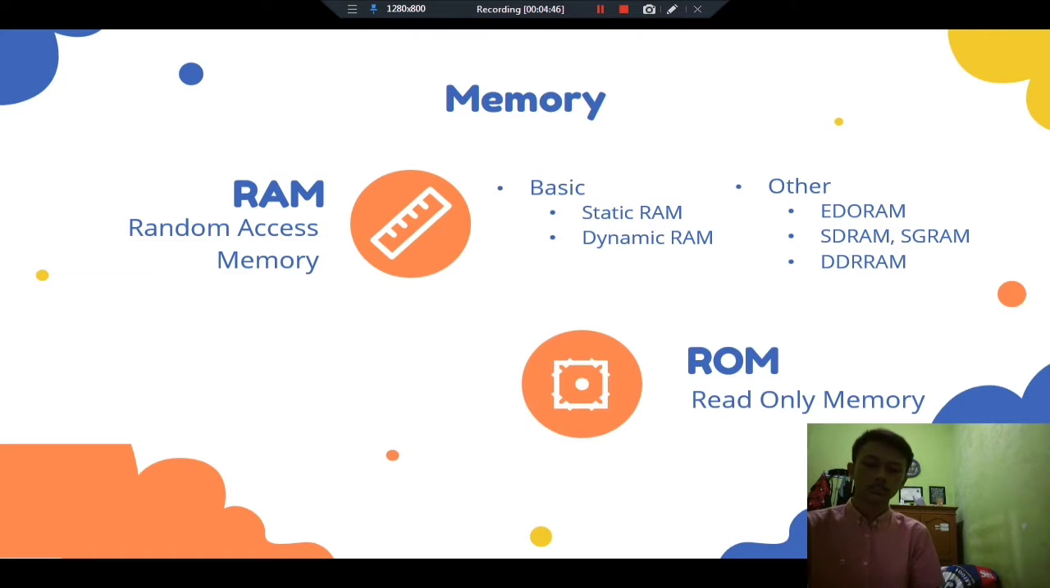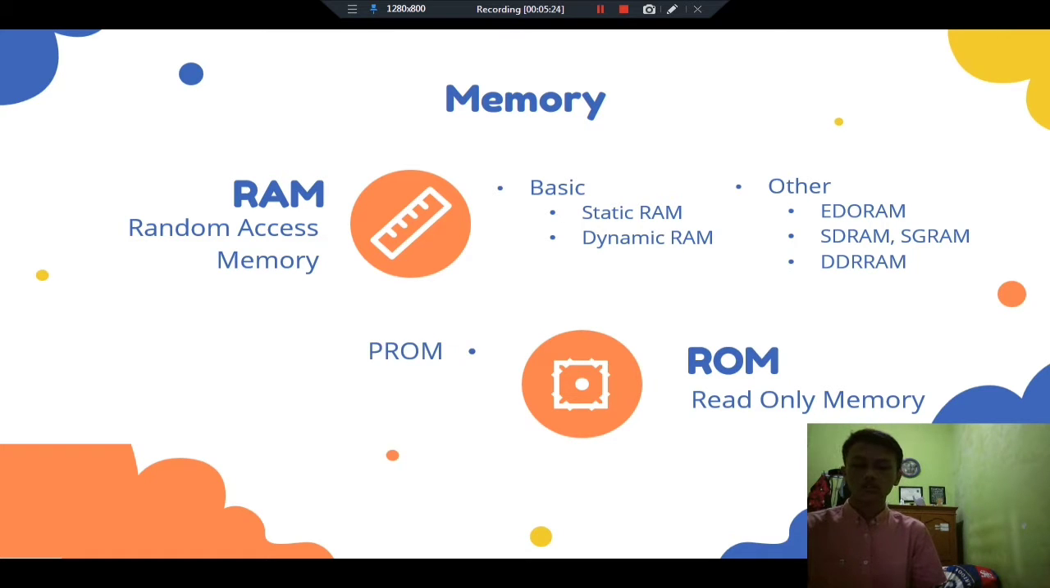The second memory is ROM, or read-only memory. ROM is non-volatile memory. The information stored in it is not lost even if the power supply goes off. ROM used for the permanent storage of information. Information cannot be written into a ROM by the user or programmer. In other words, the contents of ROM are decided by the manufacturer.